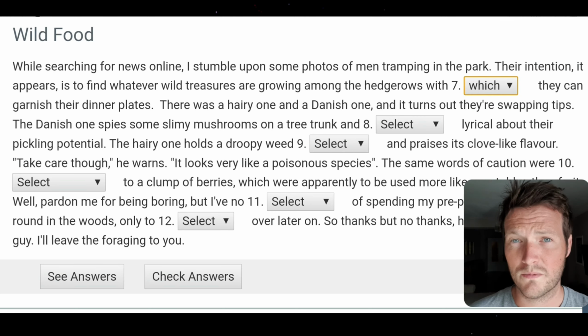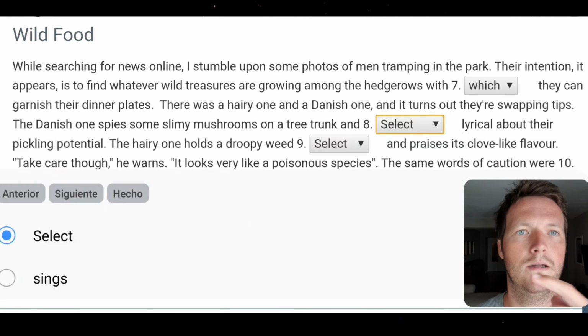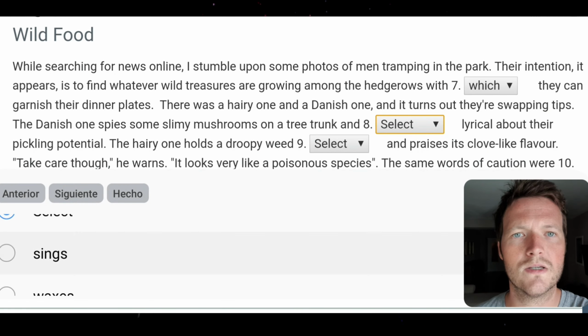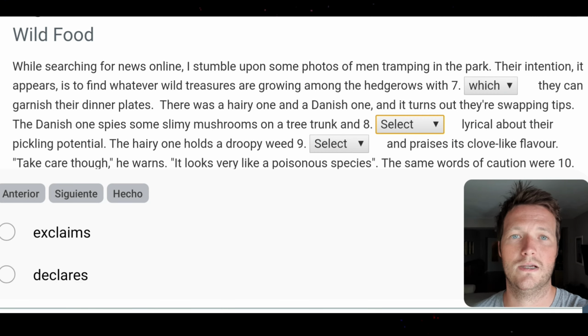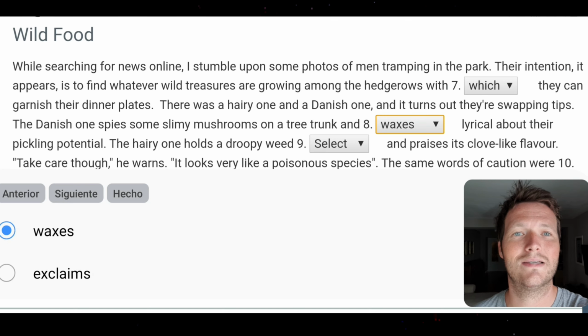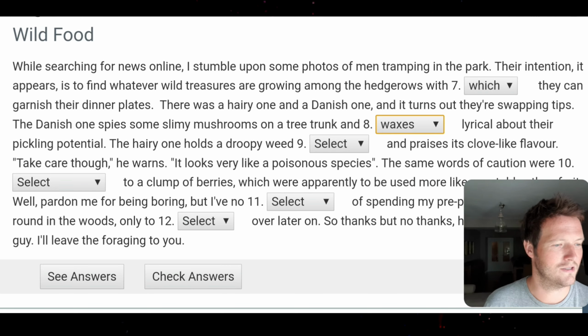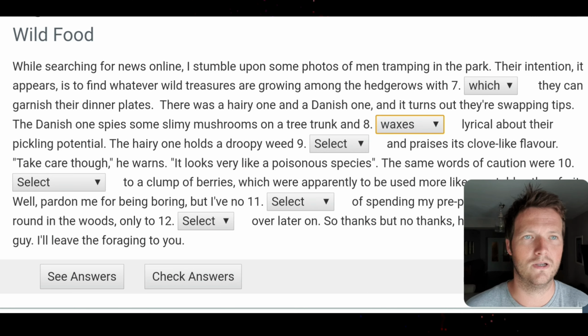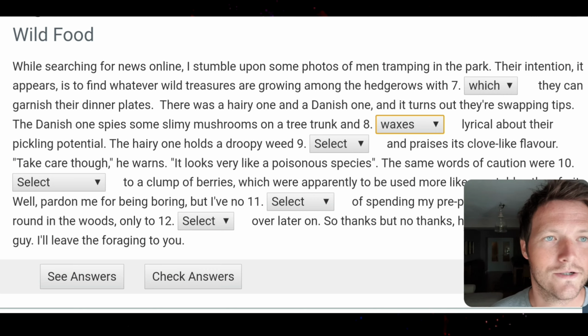That's pickling, isn't it? Yeah. So it's an expression which basically means to poetically say how good something is, and sings lyrical. No, sings song, singing lyrics, kind of sounds right. Waxes, exclaims, declares. It's waxes. Yes, he waxes lyrical. To wax lyrical, to talk about with hyperbole. With hyperbole, usually. No, to be hyperbolic, saying how great something is. You wax lyrical about. In this case, about the mushrooms' pickling potential.